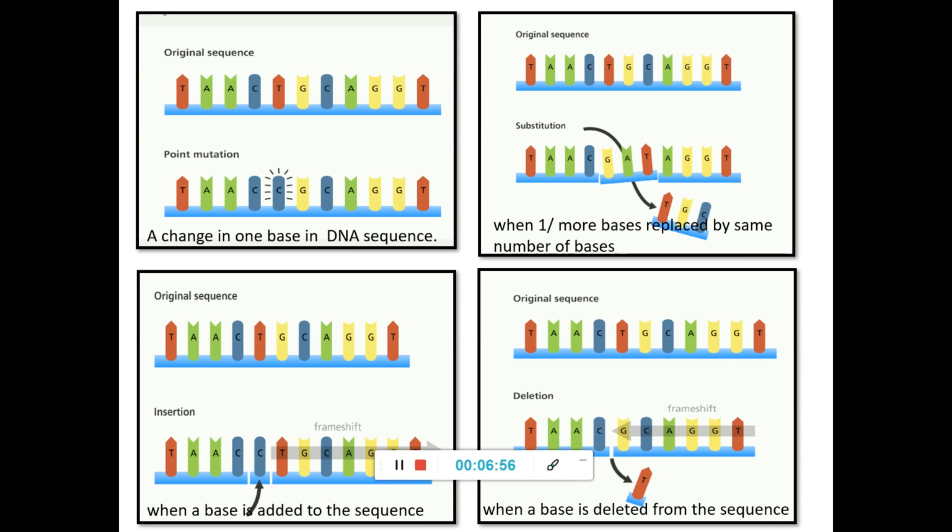In a point mutation, you can see this is the original sequence. And what happens is that instead of the T here, it has been replaced by a cytosine. So this would result in a change in one base in the DNA sequence.